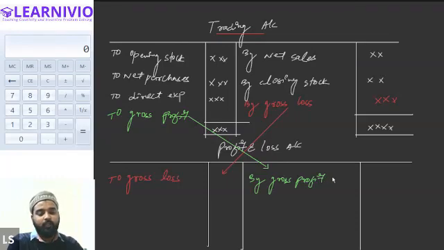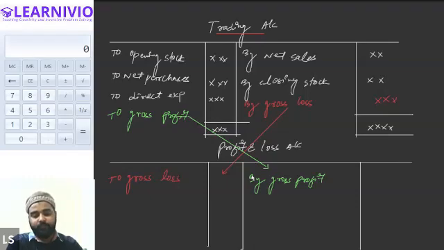profit and loss account. And where do these items come from? These items come from the trading account. If there is a gross loss, then also this will be recorded in the profit and loss account. If there is a gross profit in the trading account, then also it will be carried forward to the profit and loss account. But whether it will be recorded on the debit side or credit side, it depends upon whether in the trading account we have the loss or the profit.